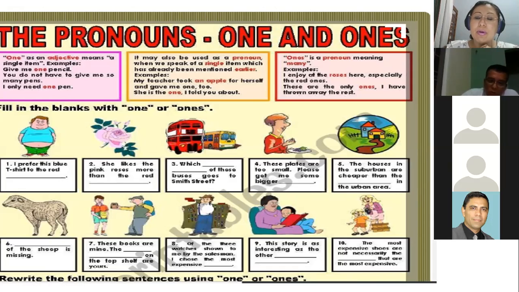One. It's plural. I choose the most expensive one. Escogí el más caro. Esa palabra de most ya lo hace específico, ¿verdad?